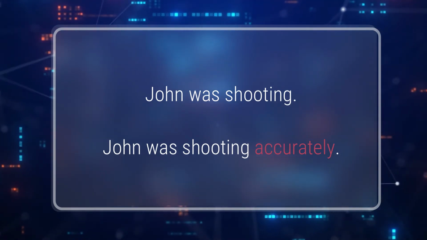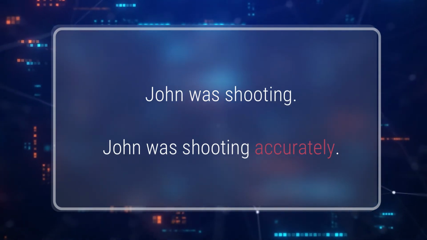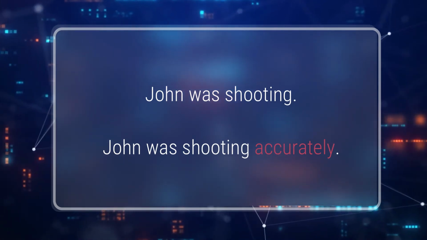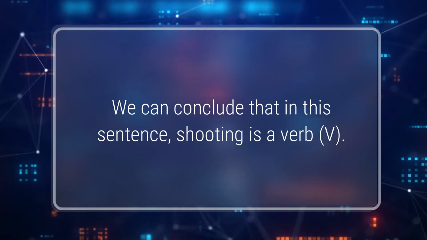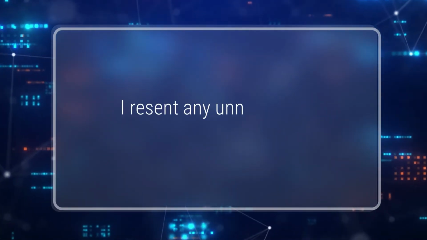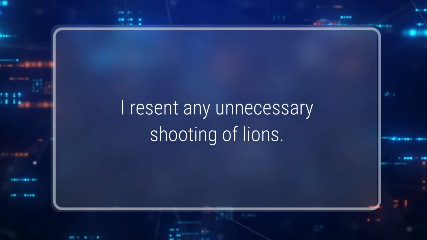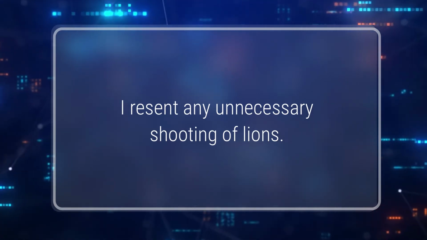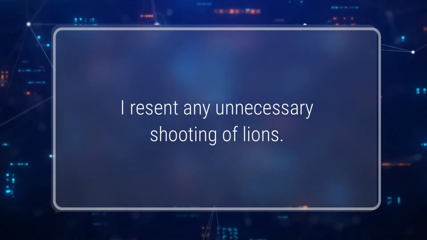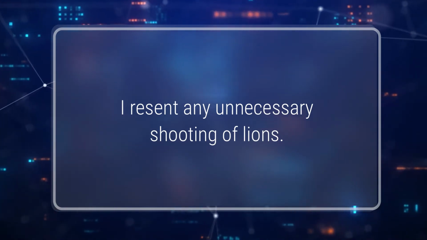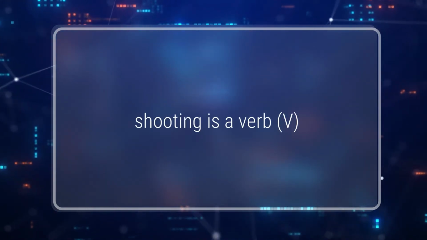Assume we have independently established that accurately is an adverb. Since shooting accurately is a way of shooting, we can conclude that in this sentence, shooting is a verb. Similarly, in the example, I resent any unnecessary shooting of lions, we conclude from the fact that unnecessary is an adjective, and from the fact that an unnecessary shooting is a type of shooting, that in this sentence, shooting is a noun.